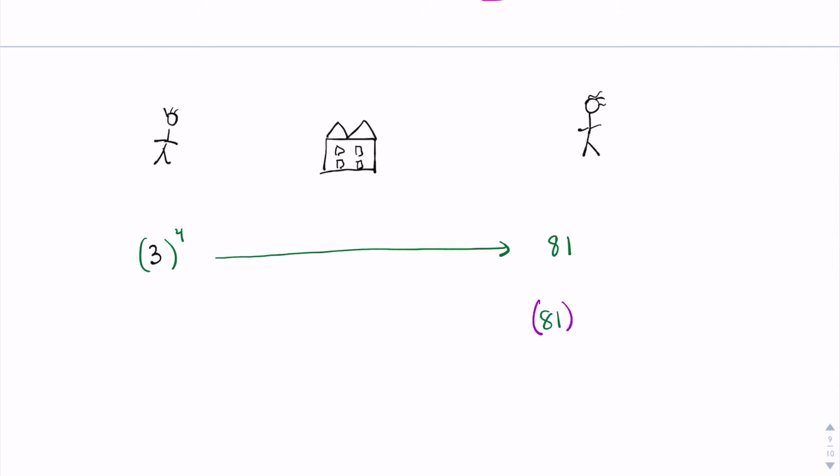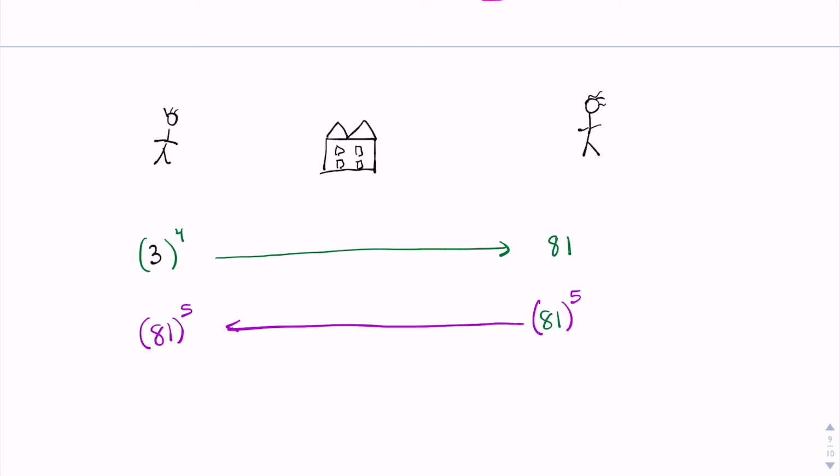Say for example, his power is 5. So what is he sending back to you? 81 to the 5th power, whatever that number is. Maybe you can figure it out. It's fine. So 81 to the 5th power.